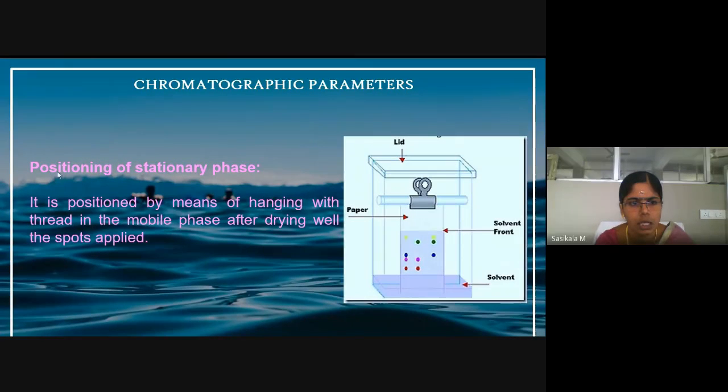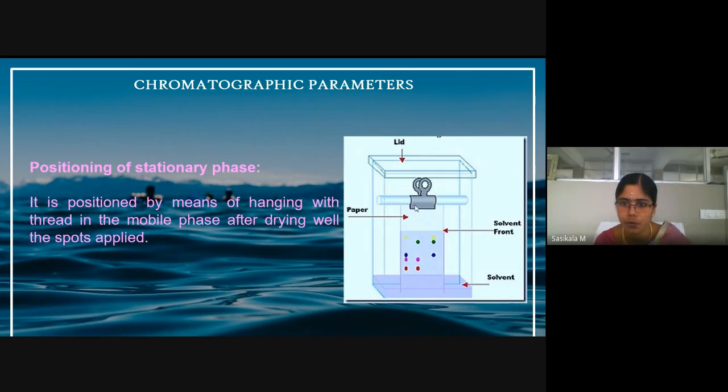Then how will you locate the stationary phase inside the mobile phase chamber? That is called positioning of the stationary phase. For industrial purposes they have given a clip, and we can use this for laboratory purpose. The stationary phase is positioned by hanging it with a thread in the mobile phase after drying well the sample spots applied over the baseline which you have marked, then you need to hang the paper.